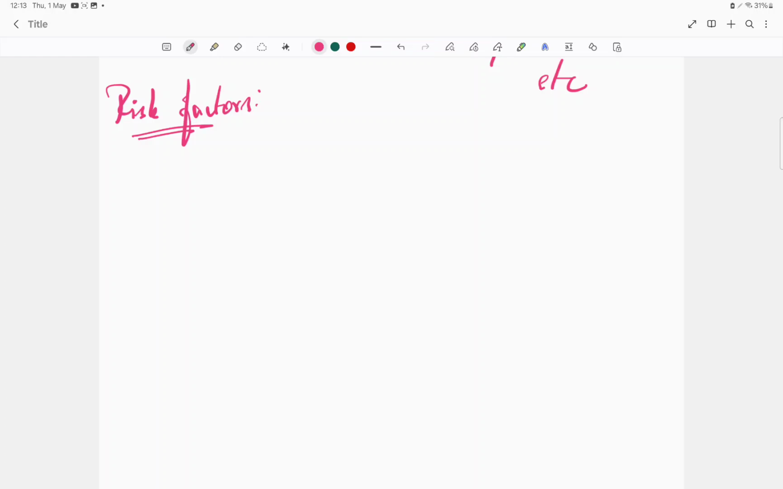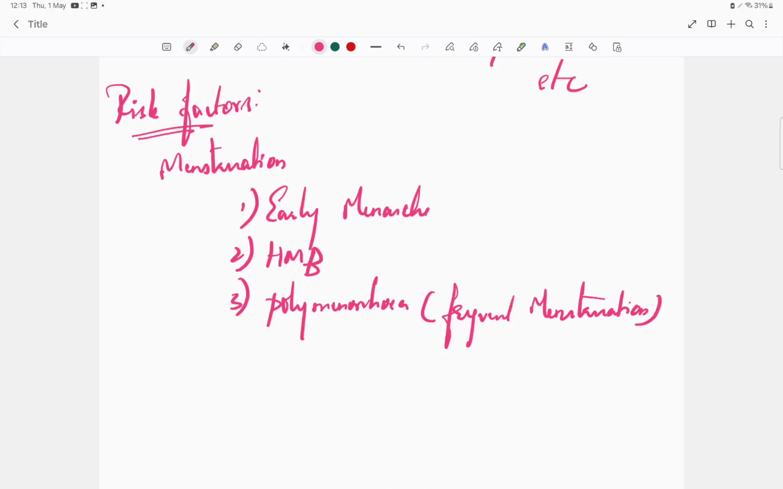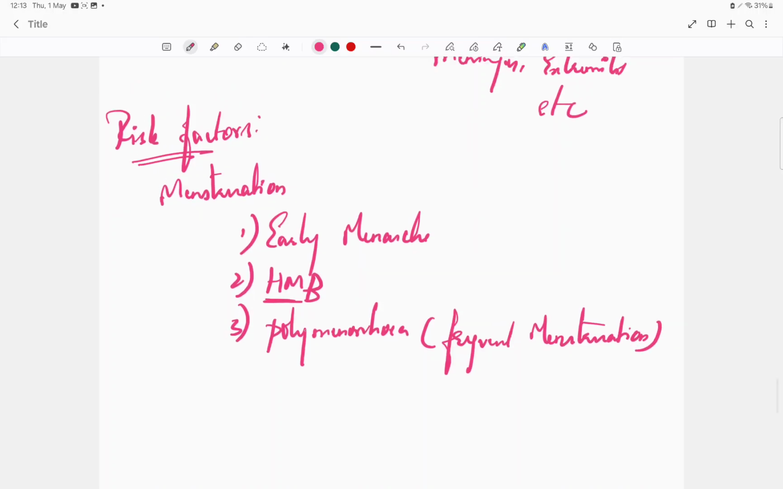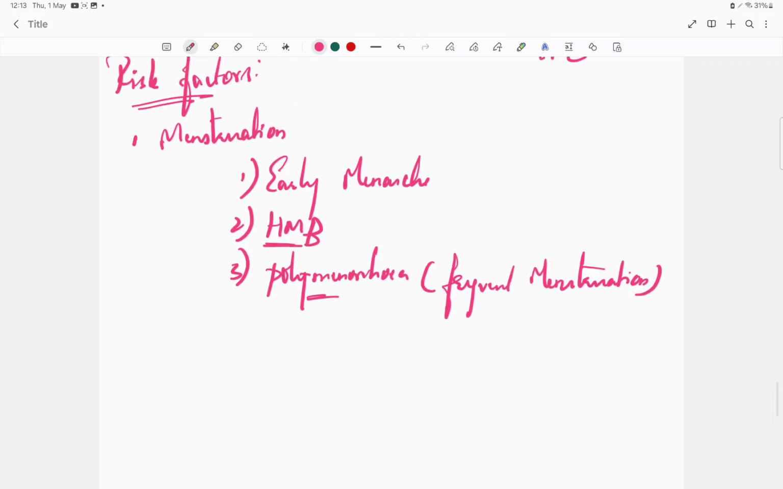First is menstruation. In this, it can be early menarche, or heavy menstrual bleeding, and third is polymenorrhea, or we can call it frequent menstruation. So they have changed. Initially they used to say menorrhagia, but now they say heavy menstrual bleeding. Initially they used to say polymenorrhea, now they say frequent menstruation. So that is about menstruation.